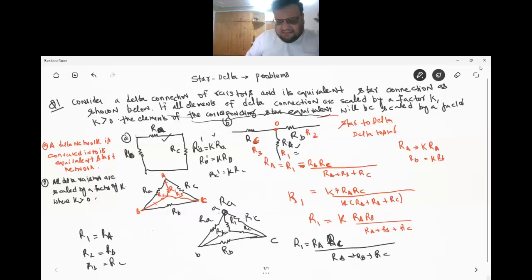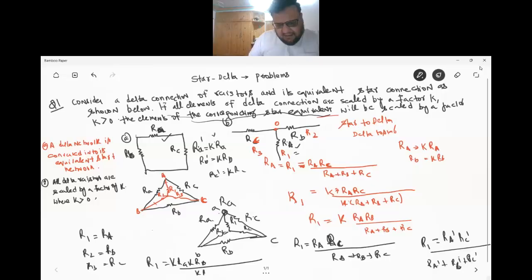Now, a simple thing is that it is scaled. So we'll put the scaled values: RA dash RC dash divided by RA dash plus RB dash plus RC dash. Now I substitute the values, KRA, KRC, divided by KRA plus KRB plus KRC. So what happens? R1 becomes K square RA RC, and the K term comes out of the denominator, which becomes RA plus RB plus RC. So one K cancels. You notice that the R1 value gets scaled by a factor of K, correct?